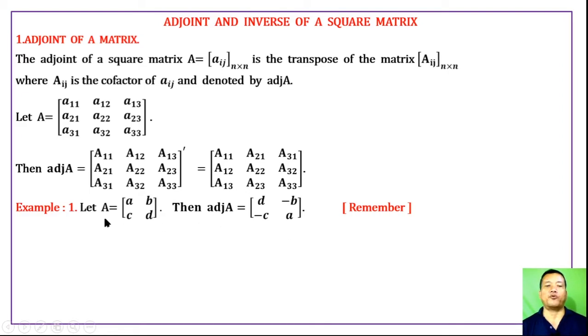Remember, to find the adjoint of a 2 by 2 matrix, interchange the two diagonal elements and multiply the non-diagonal elements b and c by minus 1, so we get minus b and minus c.